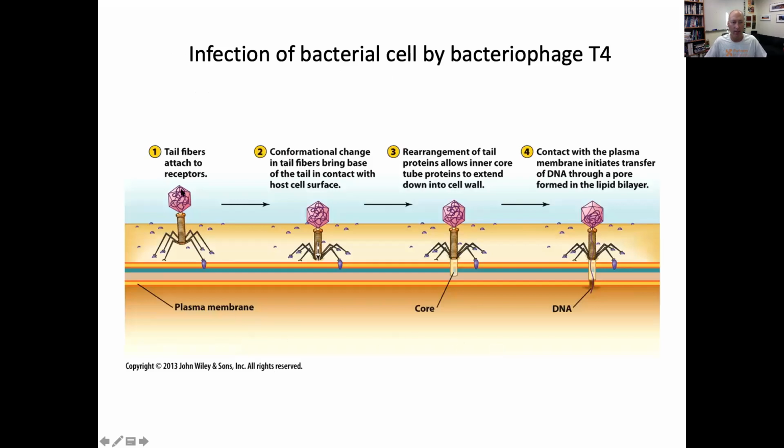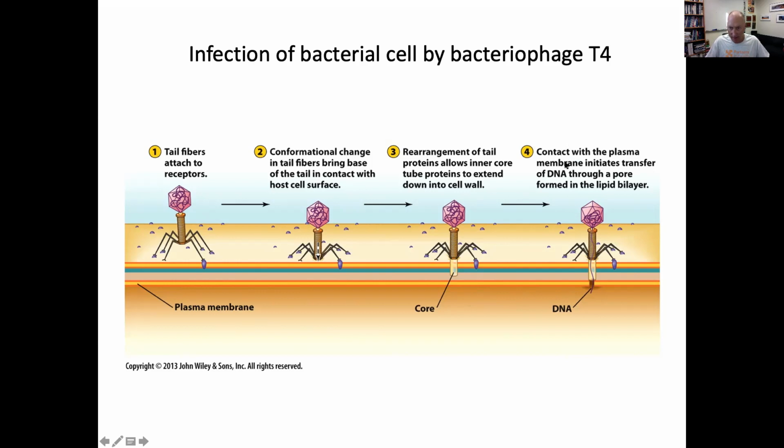So this is what that looks like. The tail fibers attach. You see the receptors that it's contacting here are the porins in the outer membrane. There's a conformational change in the tail fibers that brings that base plate down into contact with the surface. The tail proteins allow the inner core protein, inside this thing that looks like a spring structure here, these proteins are going to extend through the outer membrane and the peptidoglycan, ultimately contacting the inner membrane of the cell.